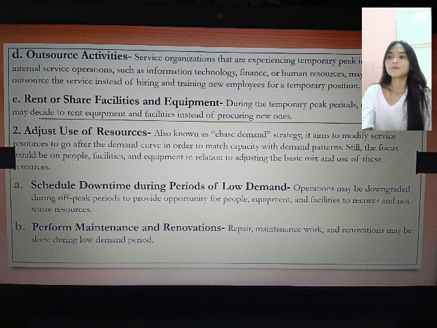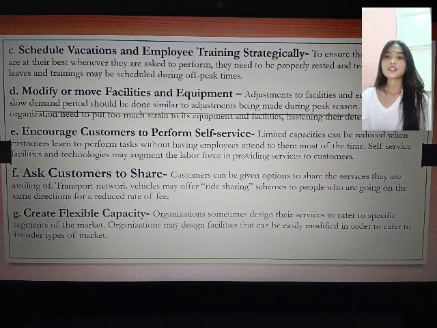Then, schedule vacations and employee training strategically. To ensure that the employees are at their best whenever they are asked to perform, they need to be properly rested and trained. Vacation leaves and trainings may be scheduled during off-peak times.